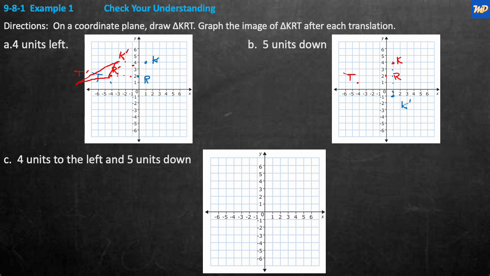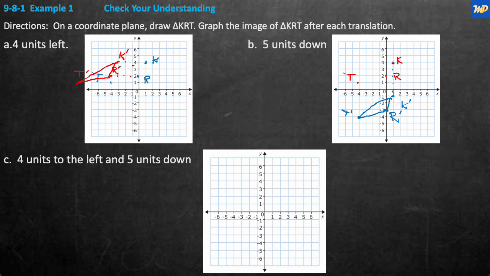And then R is 1, 2, 3, 4, 5 down. This is R prime. And T is over here, negative 4, up 1. So this one's going 5 down. So it's going from here, 1, 2, 3, 4, 5 right here. This is T prime. And again, to try to draw it, I'm going high there. There's the triangle.